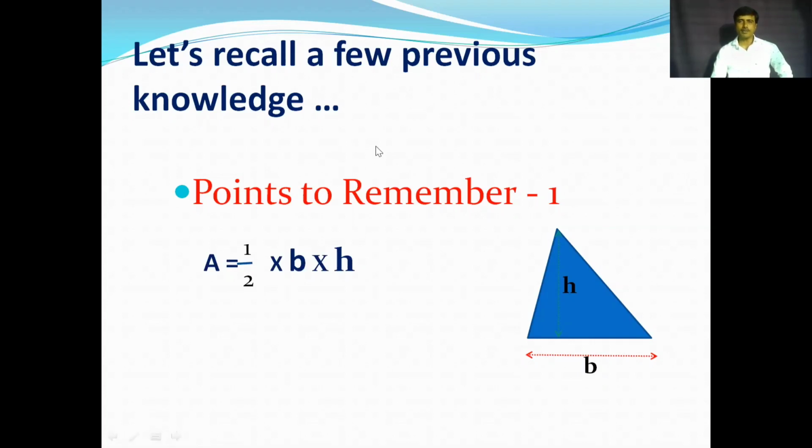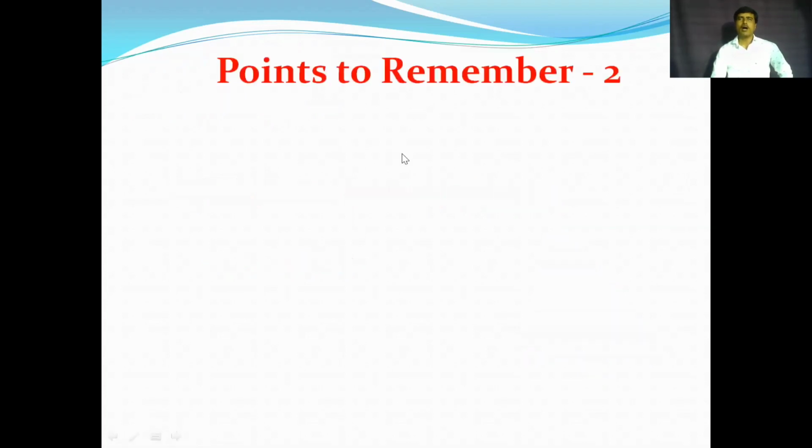The second previous knowledge is about similar triangles. Similar triangles means the corresponding angles are equal. Similar triangle means the ratio of the corresponding sides are equal. That is, the sides are in proportion.